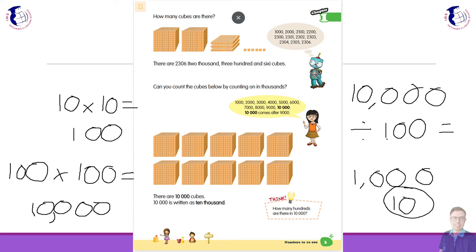Another way you could have done it is when dividing by 100, all you do is take two zeros away. It's the opposite way. So for division, you take zeros away, and for multiplication, you add zeros on. This is only if you're multiplying by multiples of 10, such as 10, 100, and 1,000. But that's the way the base 10 number system works. Okay? So the answer to the question, how many hundreds are there in 10,000, is 100.